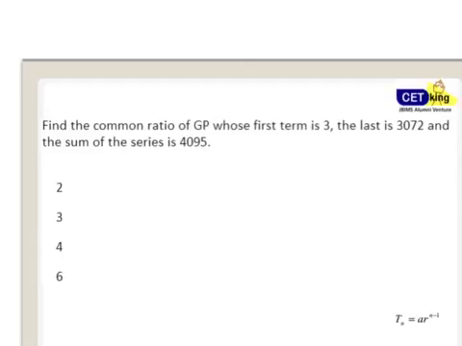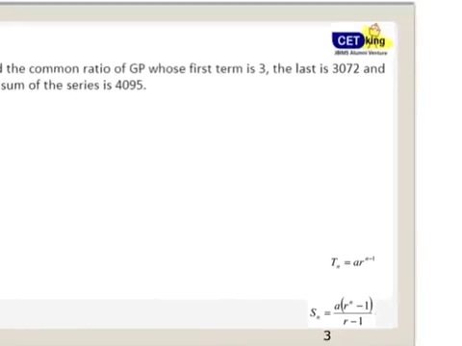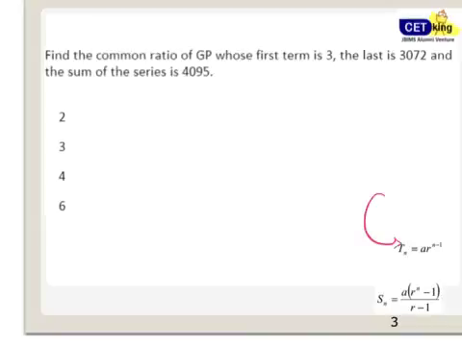Right, next question. Find the common ratio. First term is 3, last term is this, and sum of the series is this. So I have to use the last term formula and the sum of the series formula. These are the 2 formulas I am going to use: sum of n terms and nth term. Both formulas give 2 equations, and by solving both equations you can find the answer. Okay? Calculation part is not important, understanding is more important.